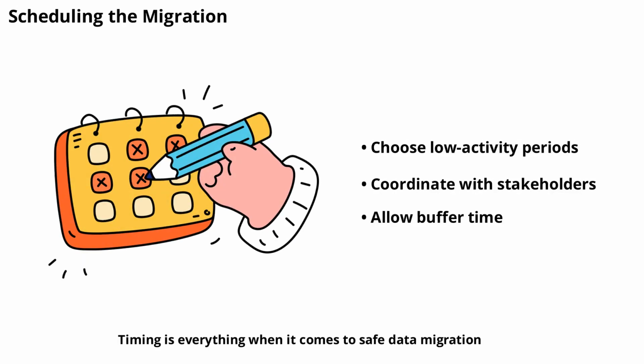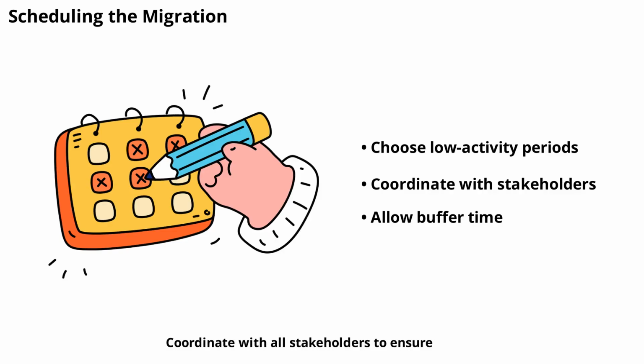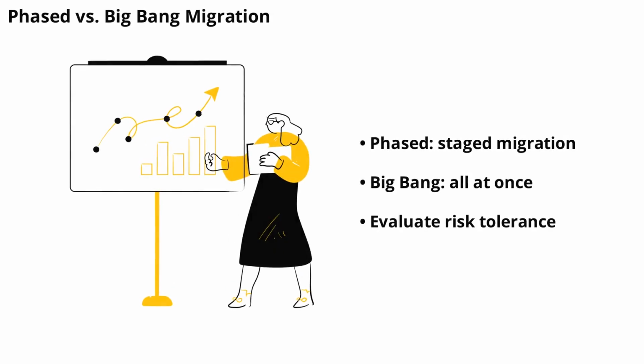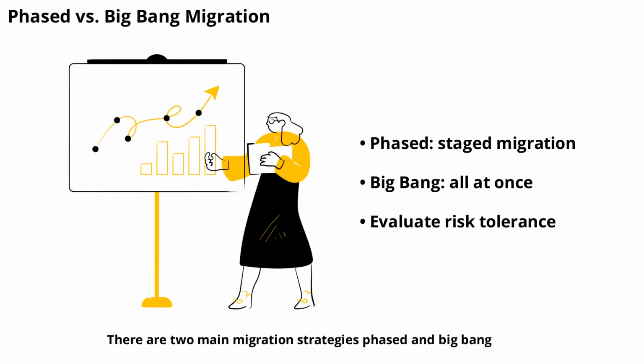Timing is everything when it comes to safe data migration. Schedule the migration during periods of low activity to minimize the impact on users and business operations. Coordinate with all stakeholders to ensure availability and support during the migration window. Allow extra time for unexpected delays or troubleshooting. By carefully planning the migration schedule, you reduce the risk of disruptions and ensure that resources are available to address any issues that arise.